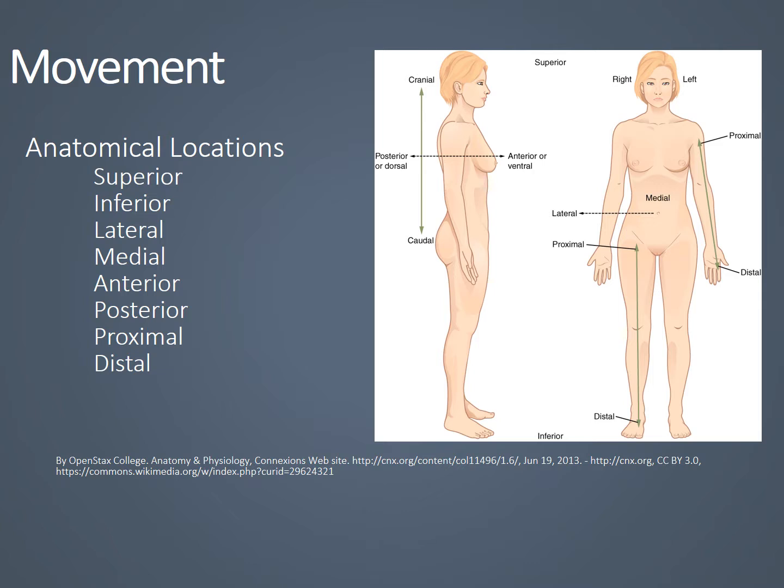Here are some refreshers so that when we talk about movement, it is easy for you to understand what we are doing. Anatomical locations: superior, above; inferior, below; lateral, away from the midline of the body; medial, towards the midline of the body; anterior, the front of the body; posterior, the back of the body; proximal, closest to; distal, furthest away.